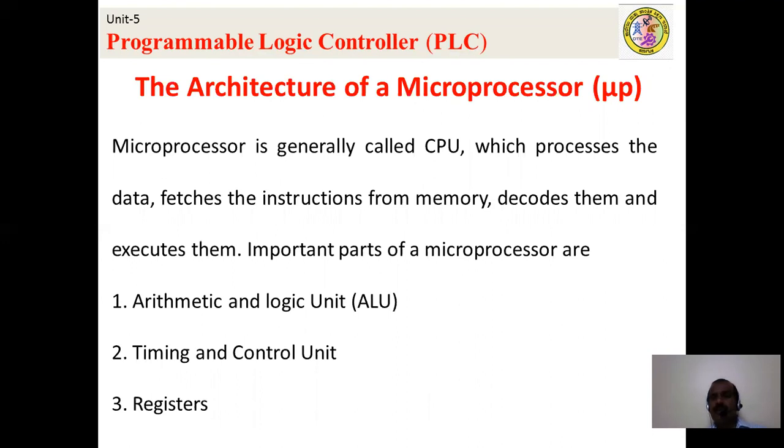Coming on to the architecture of a microprocessor. Microprocessor is generally called CPU. Microprocessor processes the data, fetches the instructions from the memory, decodes the instructions taken from the memory, and executes them. Important parts of a microprocessor are arithmetic and logic unit, timing and control unit, and the registers.